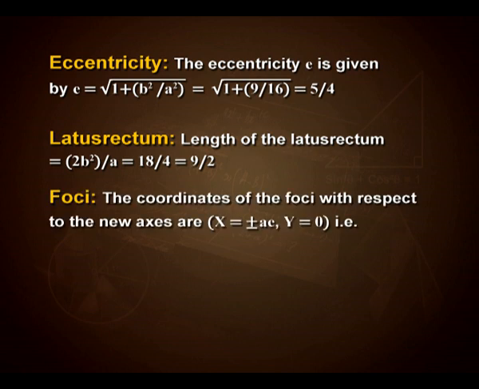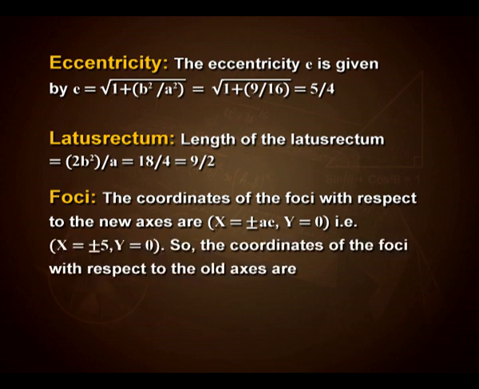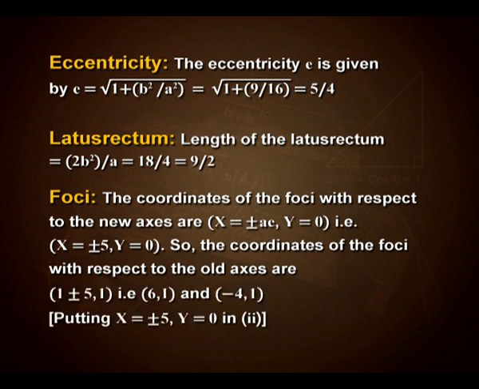Foci: the coordinates of the foci with respect to the new axis are x is equal to plus or minus ae and y is equal to 0, that is x is equal to plus or minus 5 and y is equal to 0. So, the coordinates of the foci with respect to the old axis are 1 plus or minus 5, 1, that is 6, 1 and minus 4, 1. This we have obtained by putting x is equal to plus or minus 5 and y is equal to 0 in equation number 2. Now, let us look at how we calculate the vertices.